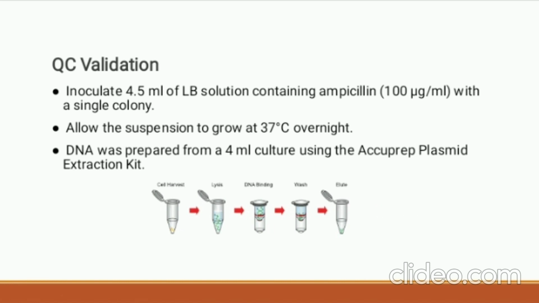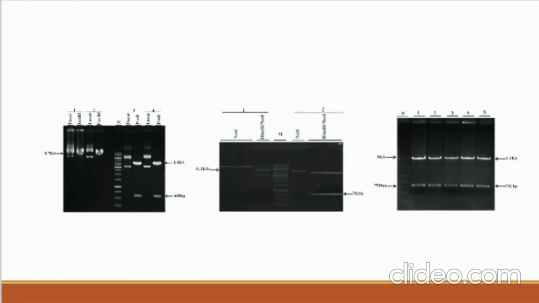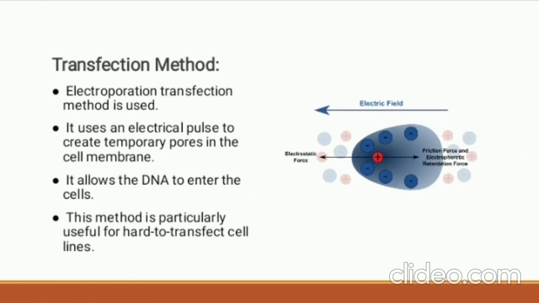QC validation. What we will do in this process is inoculate 4.5 ml of LB solution containing ampicillin with a single colony, and we allow the suspension to grow at 37 degrees centigrade overnight. DNA was then prepared with the help of the AccuPrep plasmid extraction kit. The method used was the electroporation transfection method. In this method, electrical pulses are used to create pores in the membrane of the cell, and that's how the DNA enters into the cell.